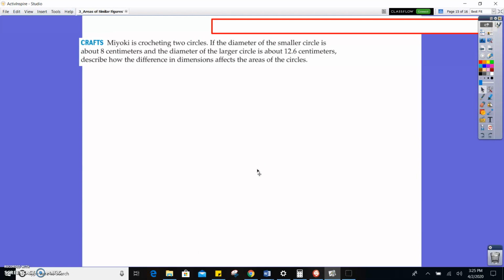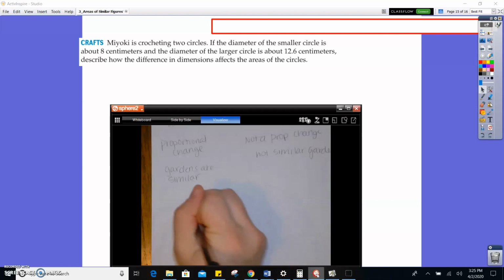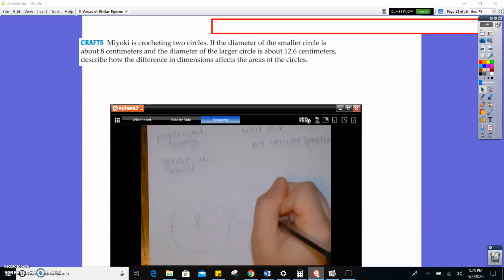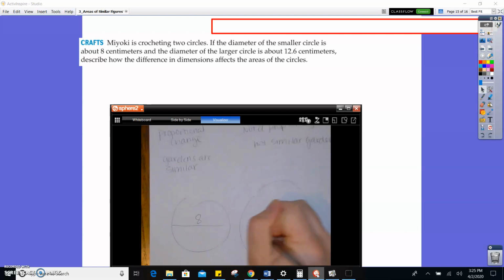So now we have our last problem. Miyoki is crocheting 2 circles. The diameter of the smaller circle is about 8 centimeters, and the diameter of the larger circle is about 12.6. We want to describe how the difference in dimensions affects the area of the circles. So we have our first circle with the diameter of 8, and then we have our larger circle with the diameter of 12.6.